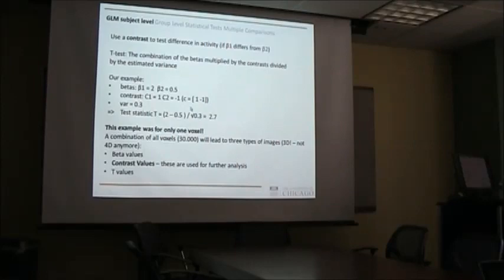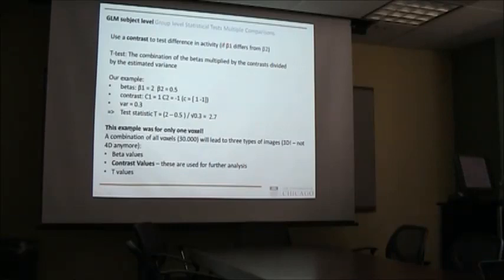And you just multiply these things, right? So you have 2 times 1 plus 0.5 times -1, and that leads to 1.5. Say you have some variance of 0.3, then your test statistic, or the t-value, would be 5. This is a really basic example of how this GLM at the subject level works.